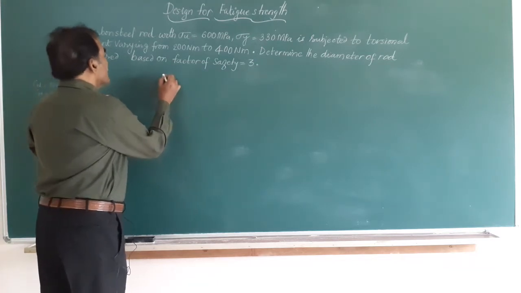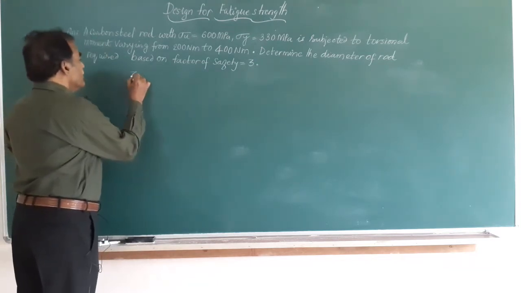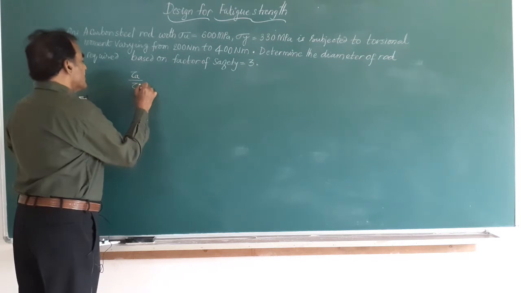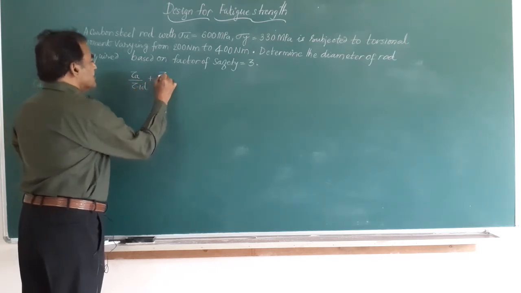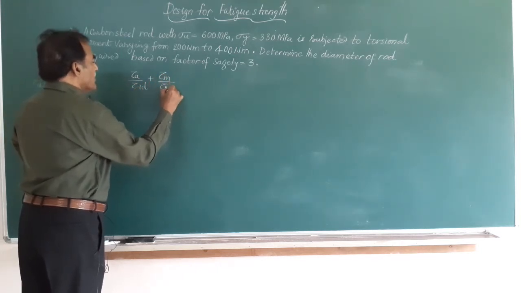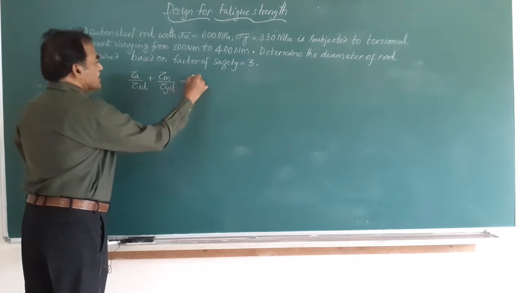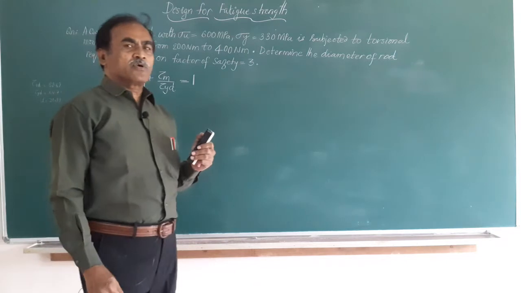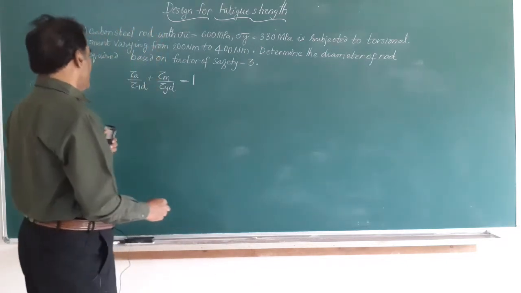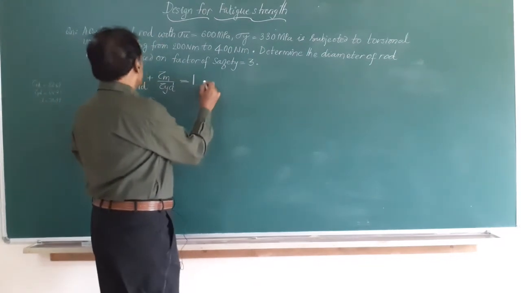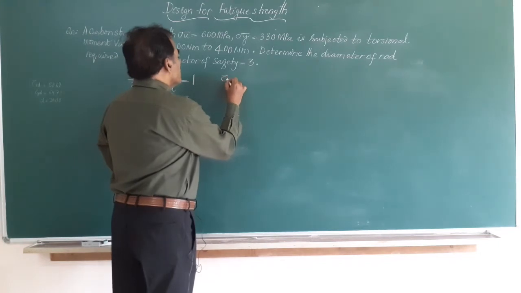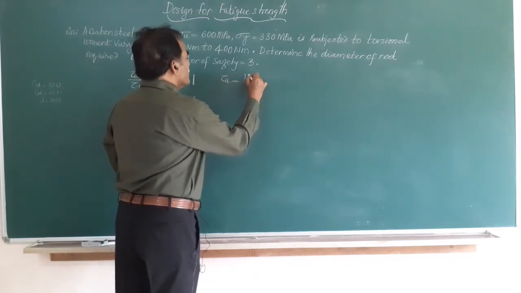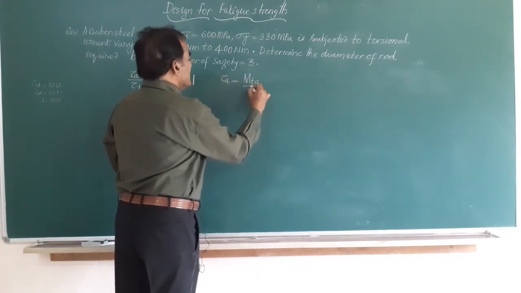The Soderberg equation is given by tau_a by tau_-1d plus tau_m by tau_yd is equal to 1. This is for the case of a torsional load. So, let us find out what each term stands for. Let us start with tau_a. Tau_a is equal to M_ta by Z_t.